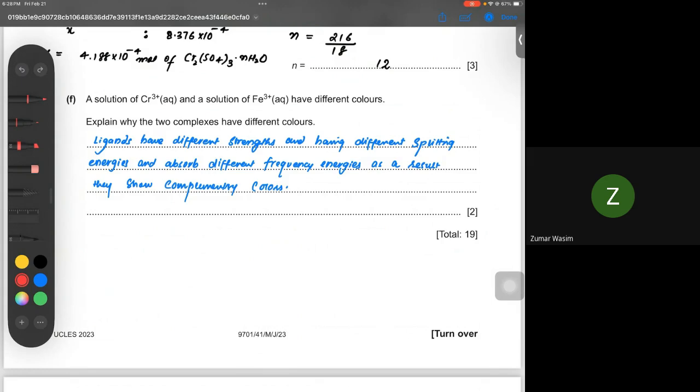This is why you will see that different transition metals will show different colors. Iron 2 is green, iron 3 is brown, and you can say chromium 3, then you have nickel, then you have cobalt. So different transition metals have different colors. This is question number 1.